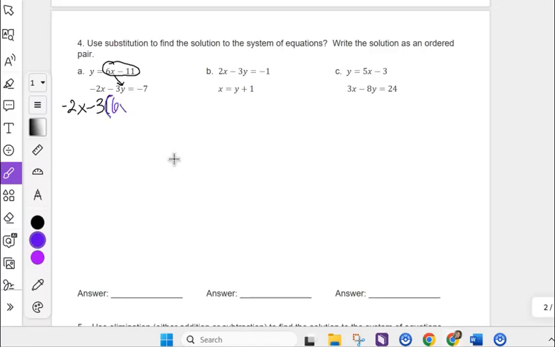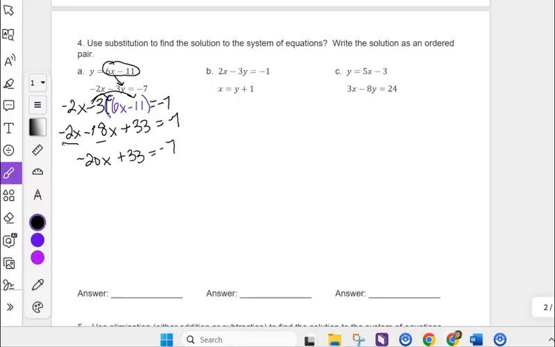Times 6x minus 11 equals negative 7. I bring down my negative 2x. I distribute the negative 3. So I have negative 18x plus 33 equals negative 7. Combine my terms, so negative 2x minus 18x is negative 20x plus 33 equals negative 7.